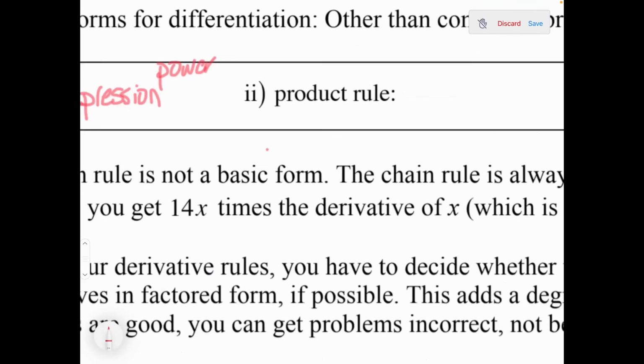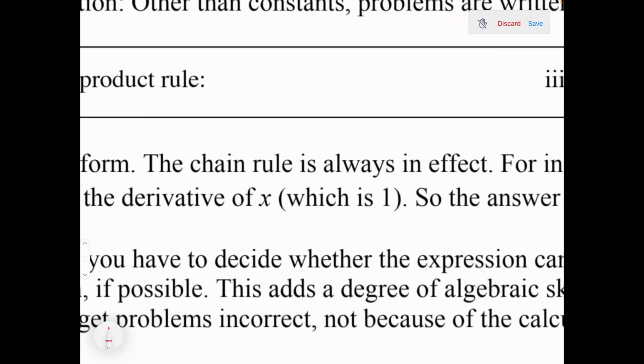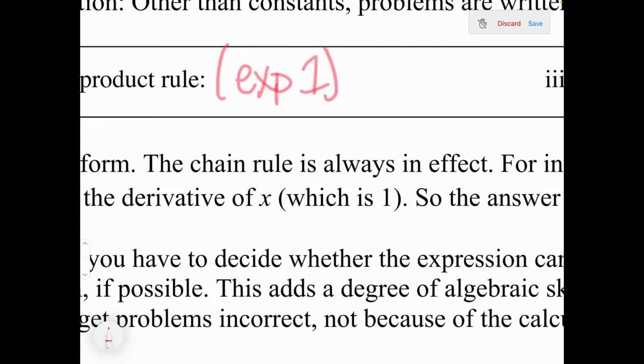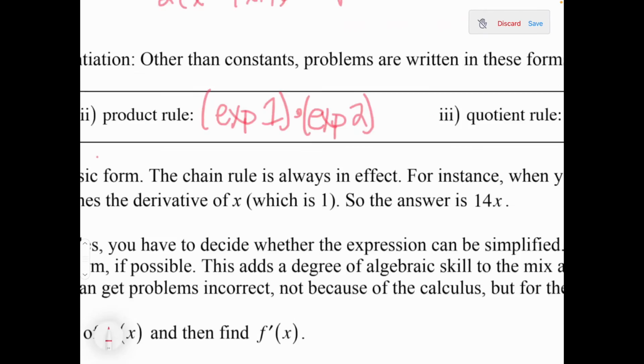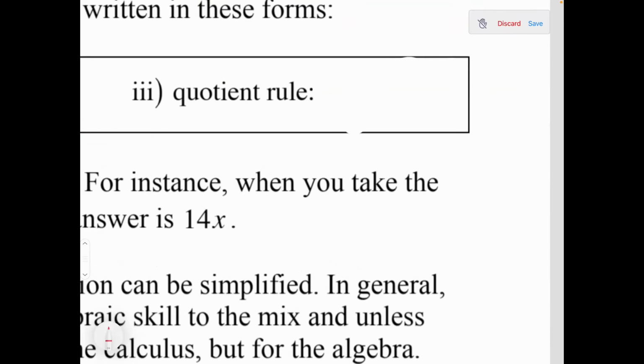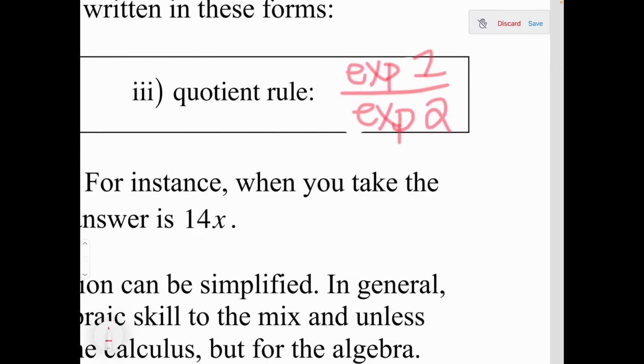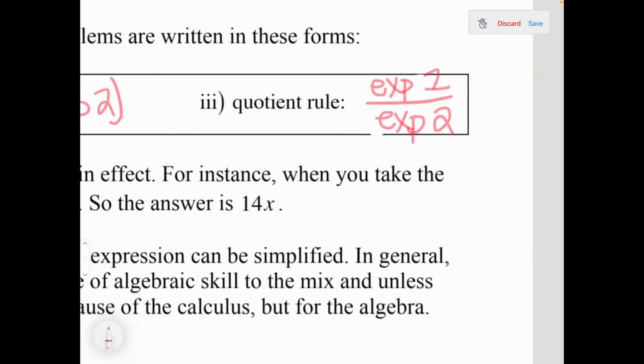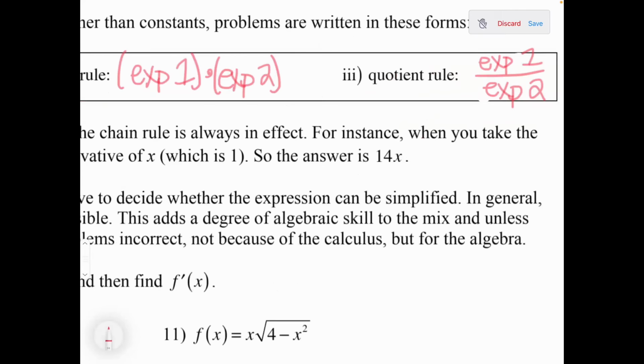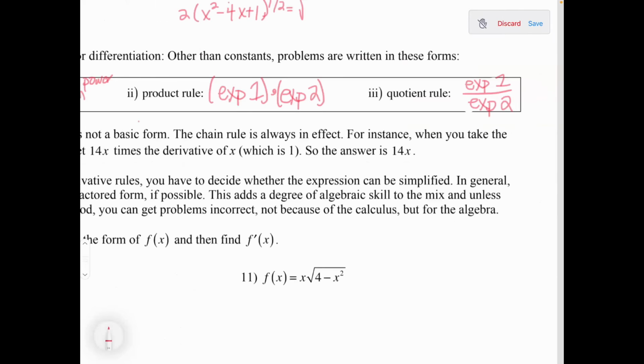We learned the product rule, which is really 2 expressions being multiplied together. So let's call it expression 1 times expression 2. And then we also learned the quotient rule, which is an expression divided by an expression. Let's call it expression 1 divided by expression 2. Why is the chain rule not one of these main basic forms?